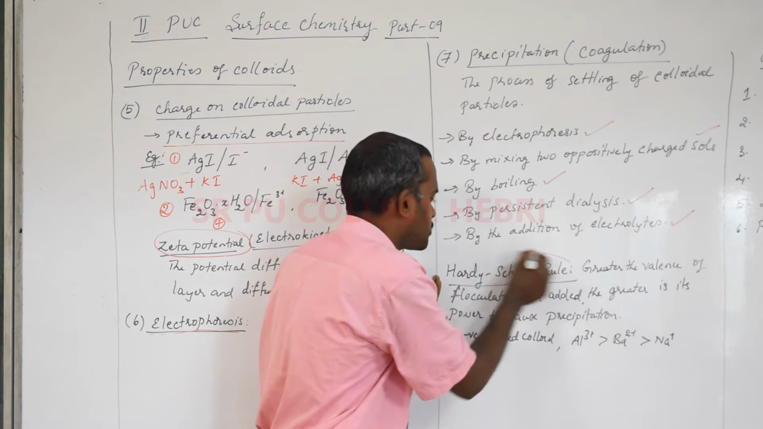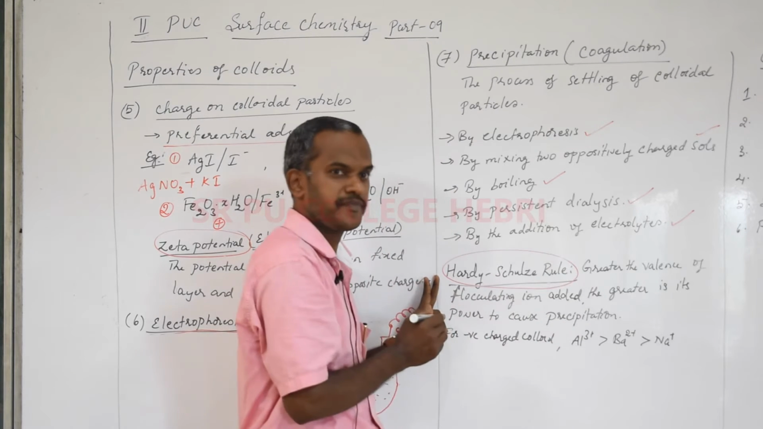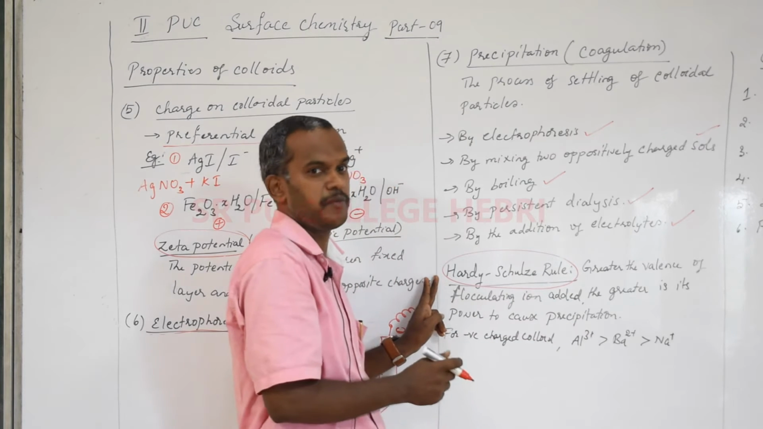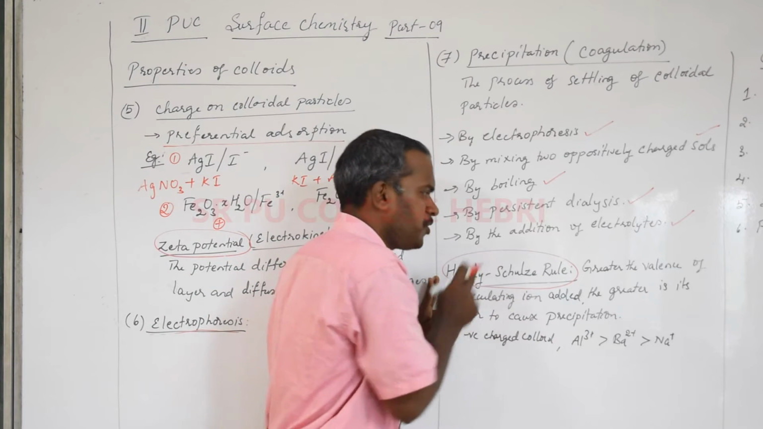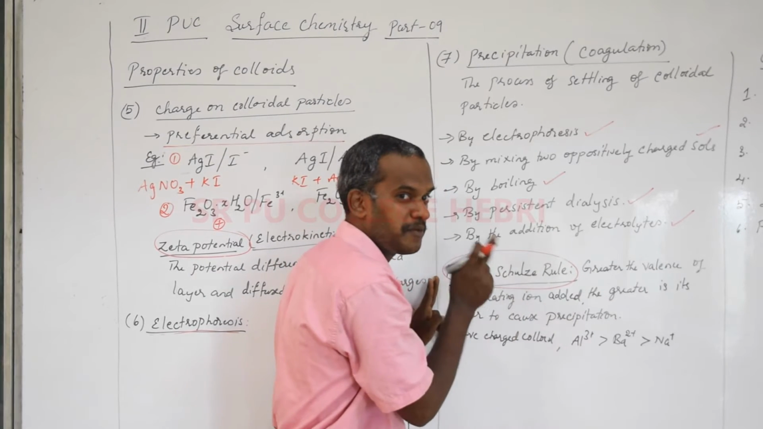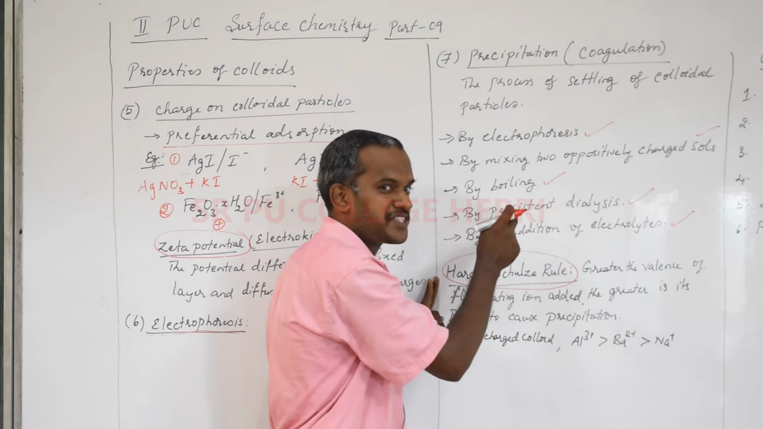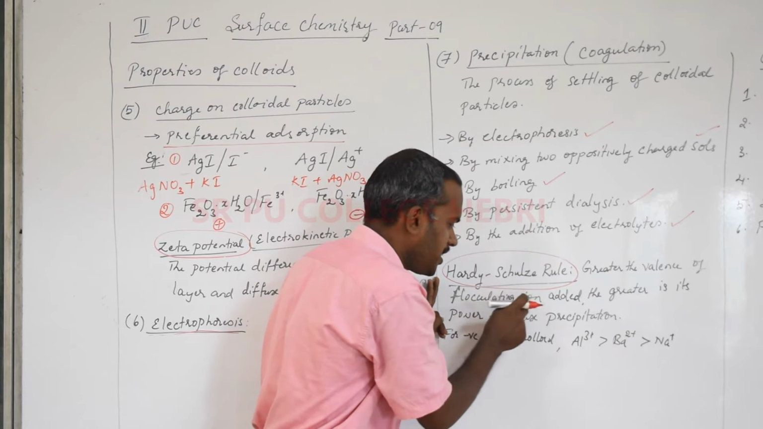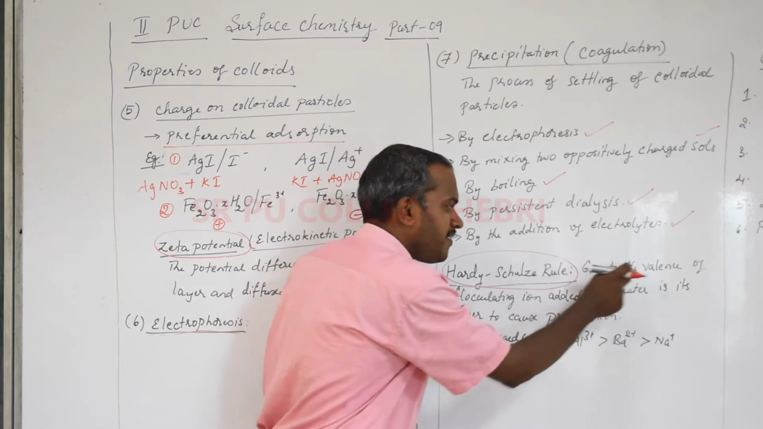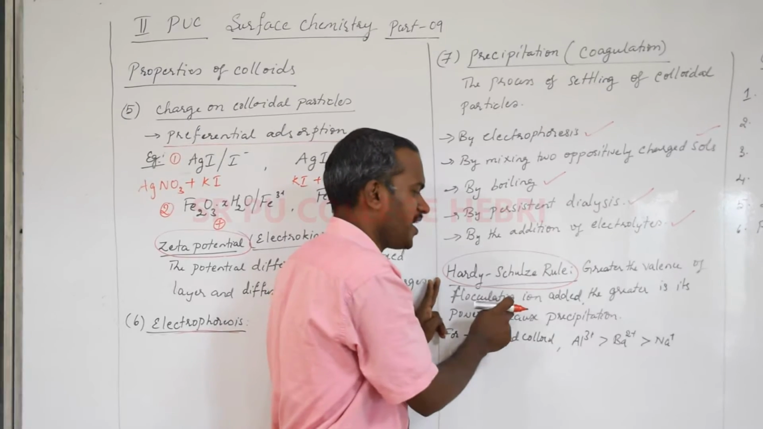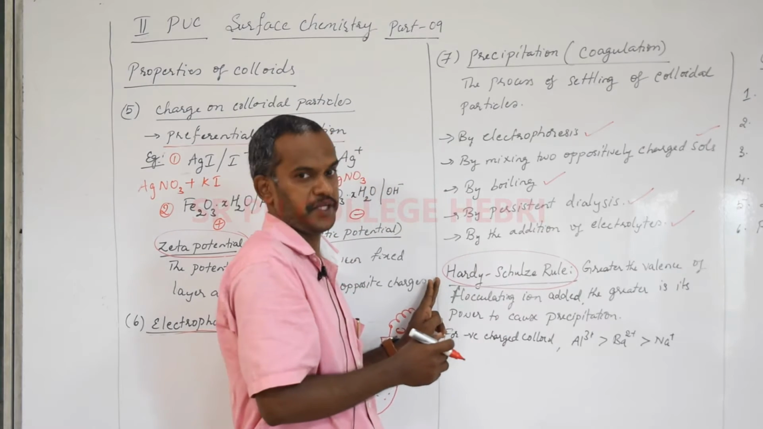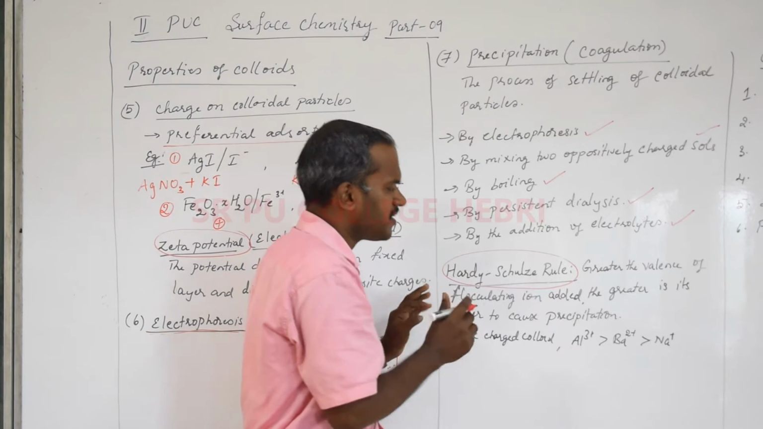What is Hardy-Schulze rule? The statement can be asked for 1 mark, or questions based on its applications can be asked in competitive exams. So try to understand the statement. Greater the valence of the flocculating ion, students, you remember I told you just now what a flocculating ion is. The flocculating ion is the ion which has an opposite charge to that of the colloid. So the greater the valence or valency of the flocculating ion, greater is its power to cause the precipitation.